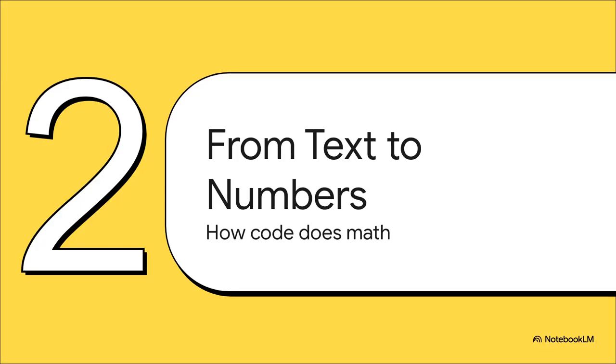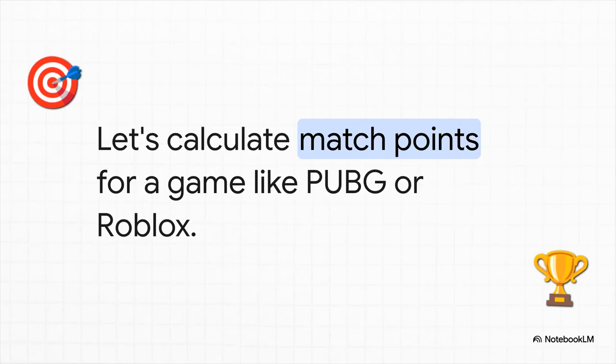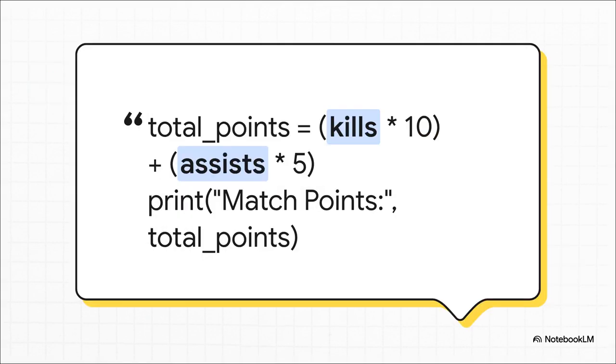All right, so getting text from a user is cool. But what about numbers? This is where things start to get really powerful. We're about to see how code can take your input, not as text, but as a number, and then actually do math with it. This is a game changer. So let's give ourselves a little challenge. Let's pretend we're building a feature for a game, maybe something like PUBG or even a Roblox game. Our job is to figure out a player's total points at the end of a match, all based on how well they did.